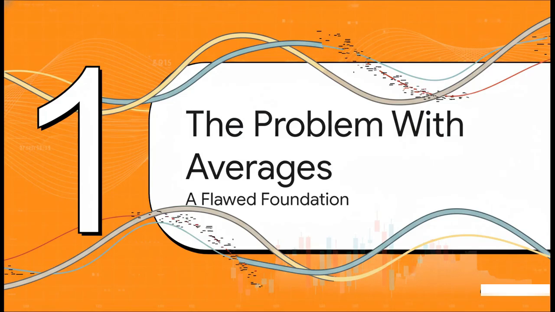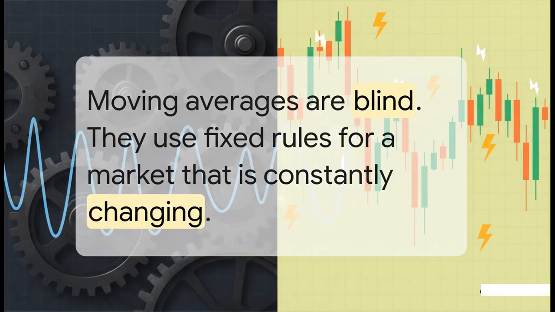And that brings us to the usual suspect. The first indicator pretty much everyone learns, the moving average. But what if I told you that this simple, trusted tool could actually be the source of some of your biggest trading mistakes? Just think about it for a second. A 20-day moving average uses the exact same math, the same logic, whether the market is dead quiet or bouncing off the walls with volatility. It has a fixed memory.